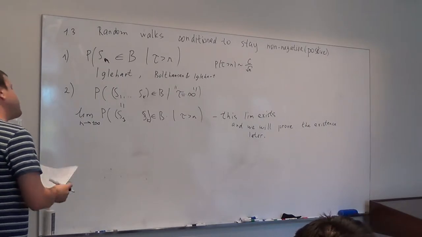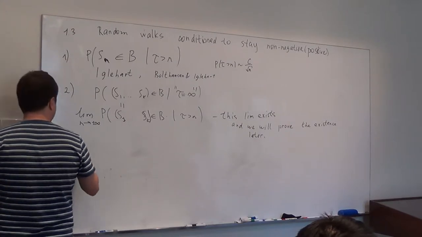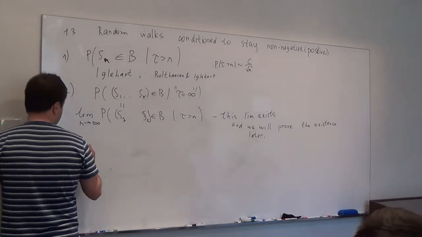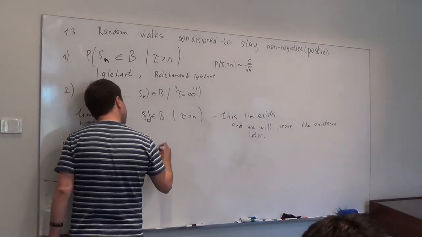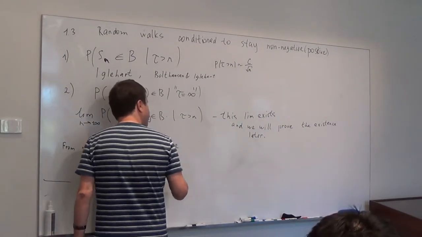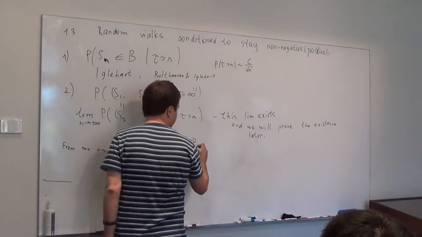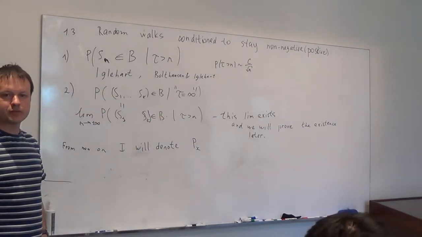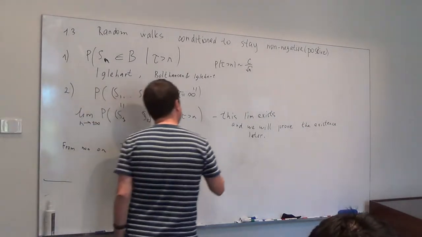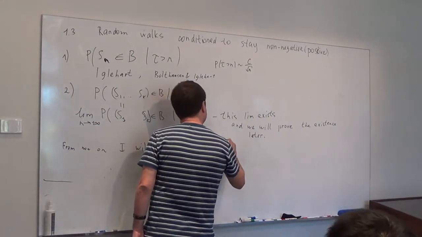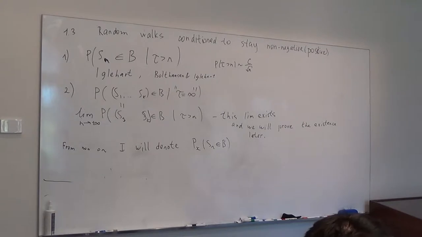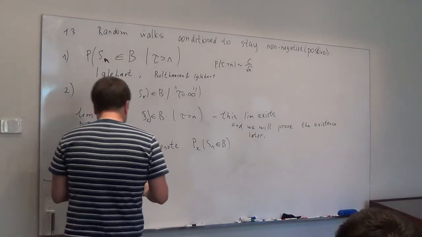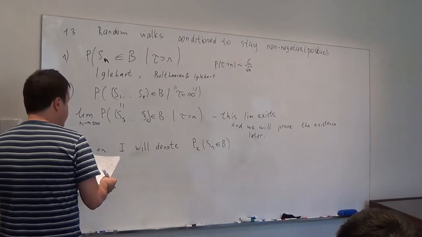First I'm going to change notation a little bit. From now on, I will denote the random walk started at x with a subscript x. So we'll use this notation: the probability measure corresponding to the random walk started at x will be denoted with the subscript x. That's the notation.